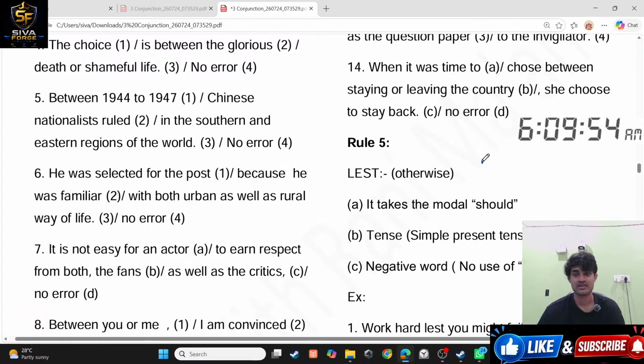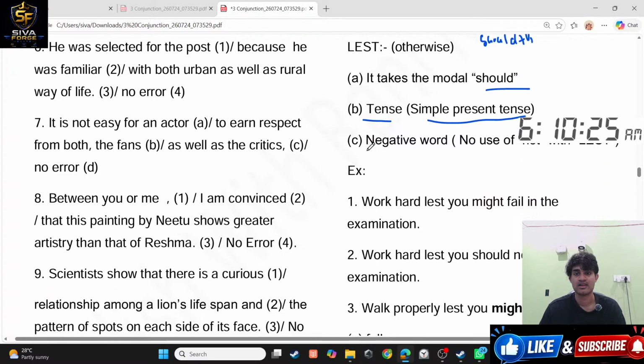Lest is lest plus should plus v1. We should use should plus v1 with lest, and no other modal auxiliaries should be used there. It takes the modal should, simple present tense. Lest is a negative word, so no negative word. It is like unless or until only. See here, these two are matching with unless and until.